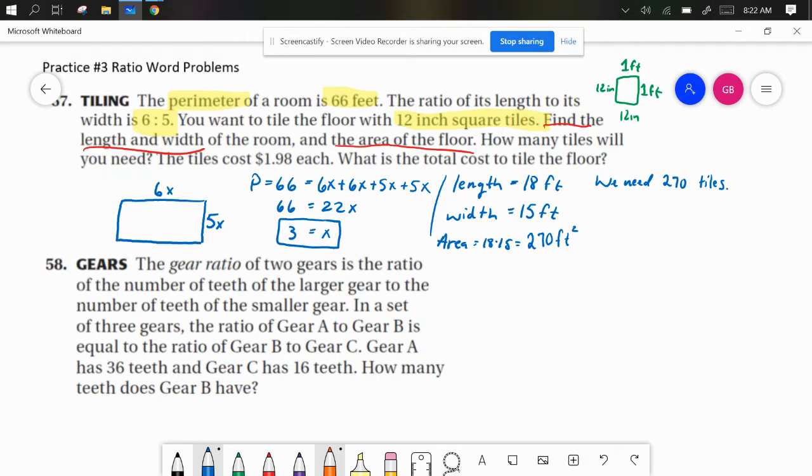And then the tiles cost $1.98 each. What is the total cost to tile the floor? All right, to find the total, we multiply the cost times the amount. So the total is going to be 270 times 1.98. Okay, it's approximately $540, but the actual price is $534.60.